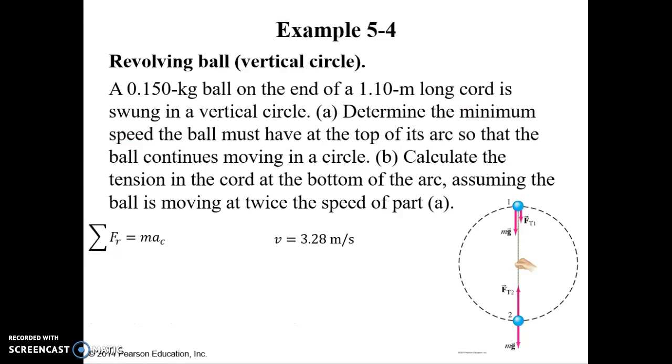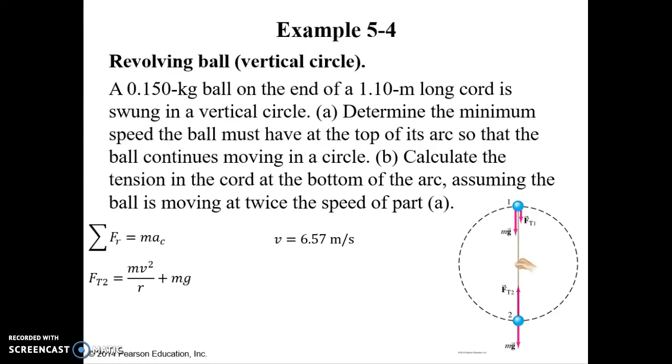For part B, we'll need this value as we assume the minimum speed at the bottom is twice the speed at the top. So we get 6.57 meters per second for the speed at the bottom. Again, we'll start with sum of the forces in the radial direction equals m a c. For our forces, we have tension pointing inward and weight pointing downward, or outward. So it's negative. And again, make a substitution for centripetal acceleration.